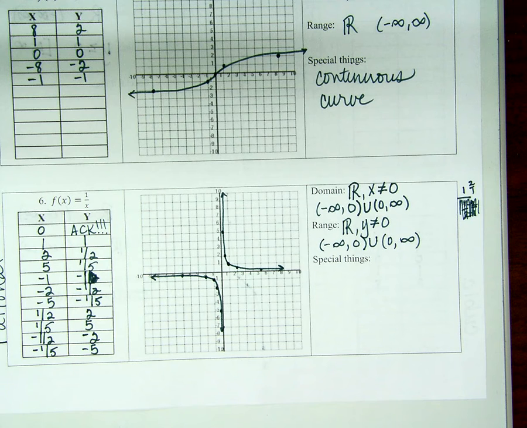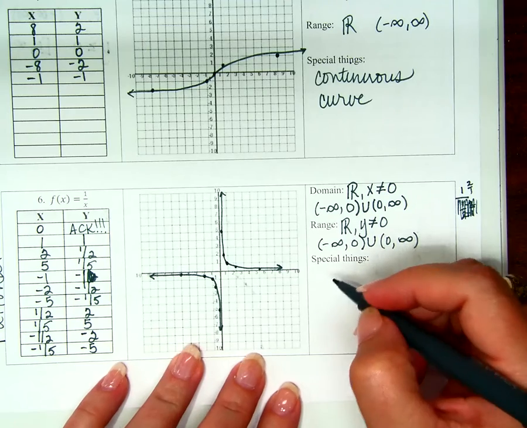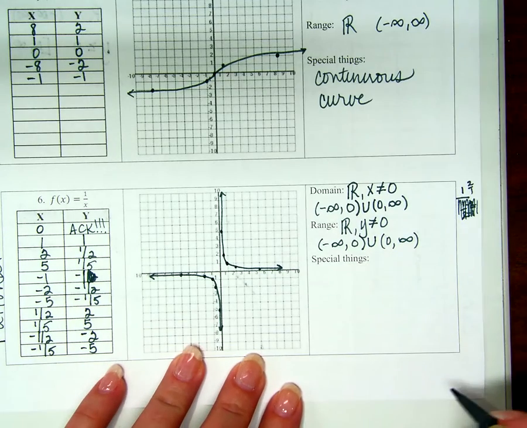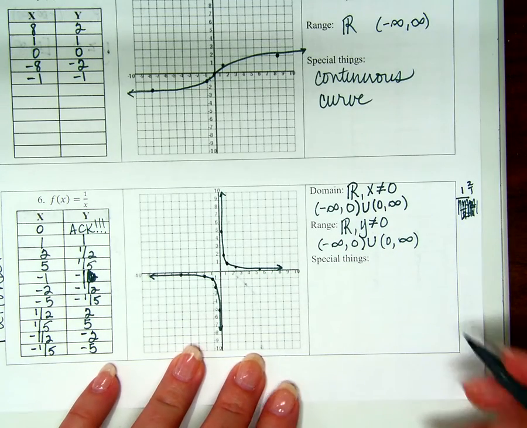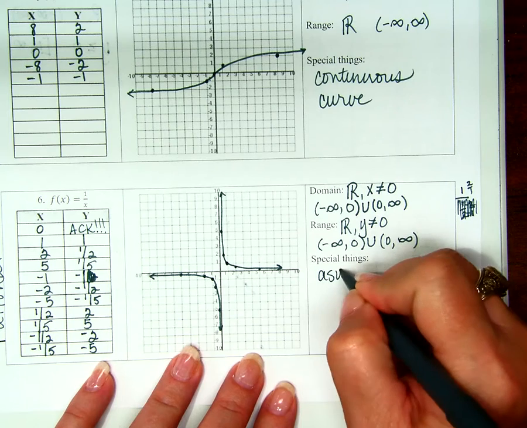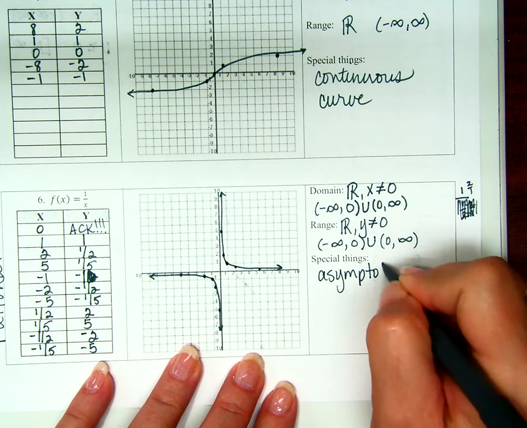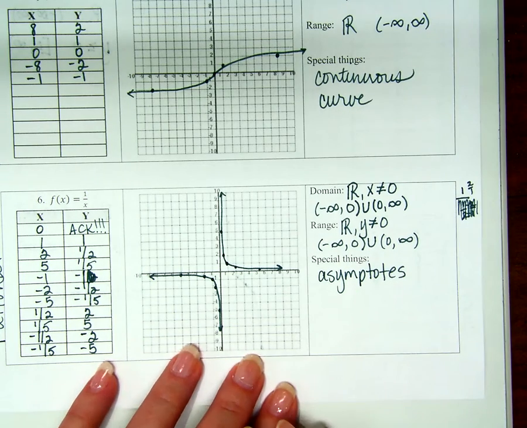Good? What kind of special things do we know? I have to teach you a word, mostly just so we can write it down here, but we're not going to talk about it yet. There's asymptotes.